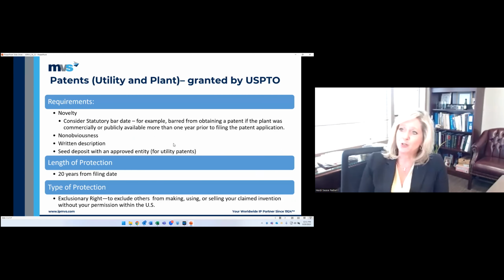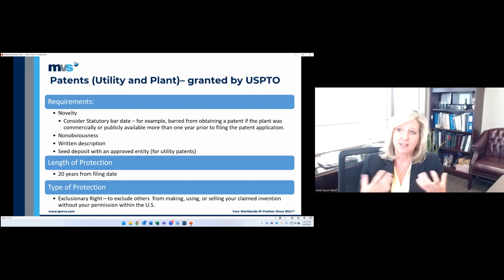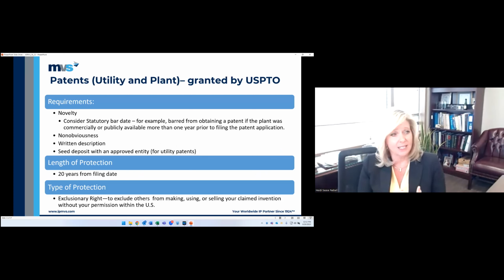So let's go into what kinds of patents are available for plants and plant varieties. The first that we'll talk about is a utility patent, and that is the patent that everyone has heard about. You would use it to protect, for example, a mousetrap, software, anything like that. Utility patents are available for plant varieties, and the requirements are that it be novel, it be non-obvious, and you need a written description to enable others to make and use the invention.